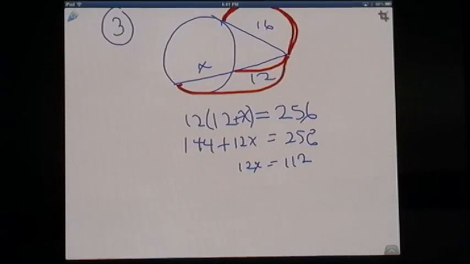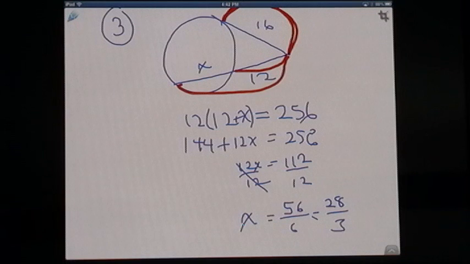That's a weird looking 256. Divide both sides by 12. Then you get x equals 112 over 12. So let's see what we can divide by to simplify this fraction. We know we can divide both of them by 2. So 2 into 11 goes 5 times. So that's 56 over 6, but it's still divisible by 2. And so 56 divided by 2 is 28 over 3, 28 thirds.